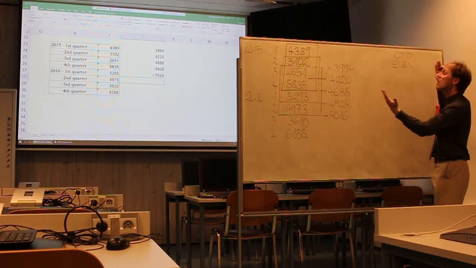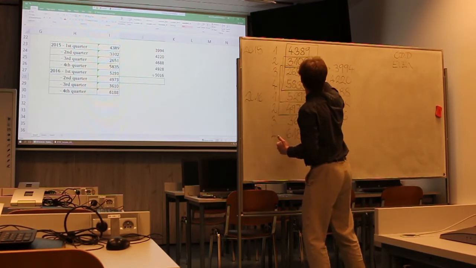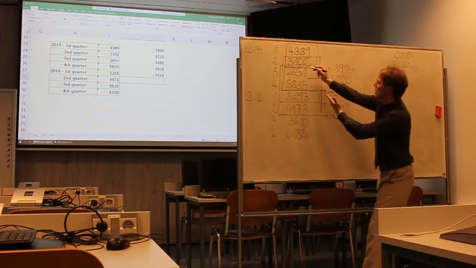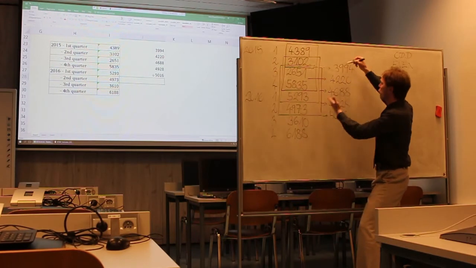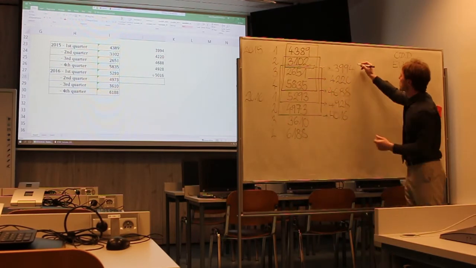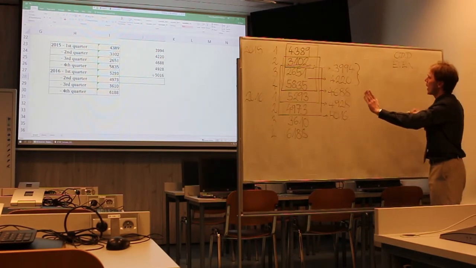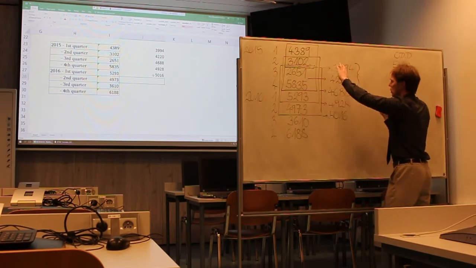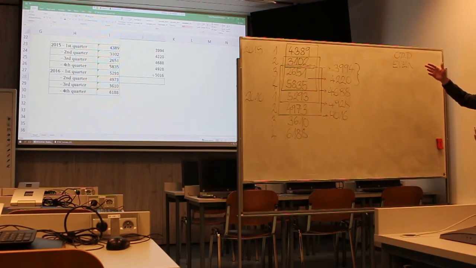But this is even length. There is a position in the middle, but there is not a cell where to write the result, so we must continue. We must calculate the simple average, the simple mean of these two values, and this will be the final result.